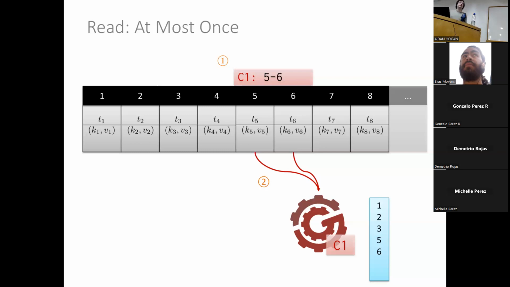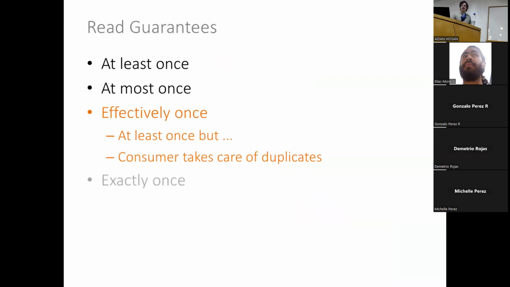What is the main benefit of this versus at least once? We have no acknowledgements. We have less communication. It should be a little bit more efficient. So if we don't really mind too much if some messages are skipped, if we don't see that as an issue, we can apply at most once.